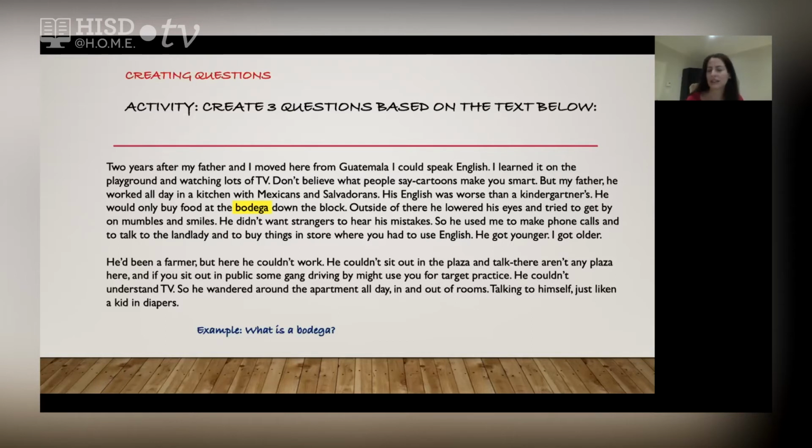2 years after my father and I moved here from Guatemala, I could speak English. I learned it on the playground and watching lots of TV. Don't believe what people say. Cartoons make you smart. But my father, he worked all day in a kitchen with Mexicans and Salvadorians. His English was worse than a kindergartner's. He would only buy food at the bodega down the block. Outside of there, he lowered his eyes and tried to get by on mumbles and smiles. He didn't want strangers to hear his mistakes, so he used me to make phone calls and to talk to the landlady and to buy things in the store where you had to use English. He got younger, I got older. He'd been a farmer, but here he couldn't work. He couldn't sit out in the plaza and talk. There aren't any plazas here, and if you sit out in public, some gang driving by might use you for target practice. He couldn't understand TV, so he wandered around the apartment all day, in and out of rooms, talking to himself, just like a kid in diapers.